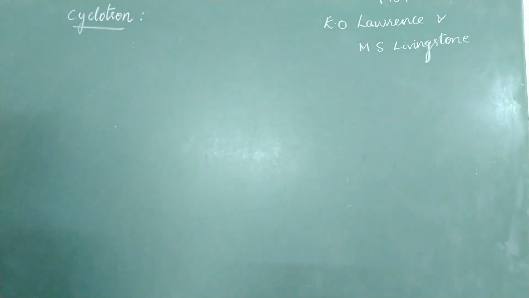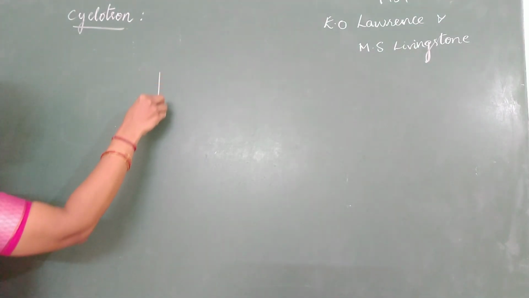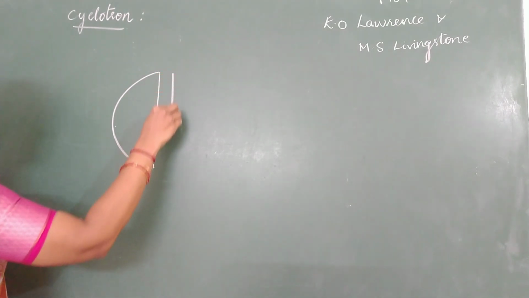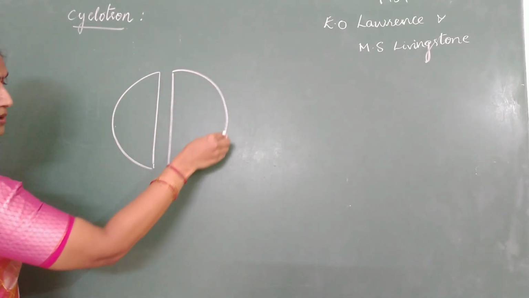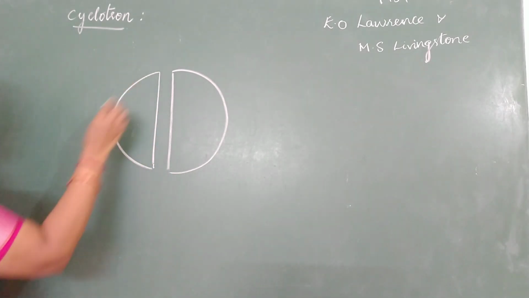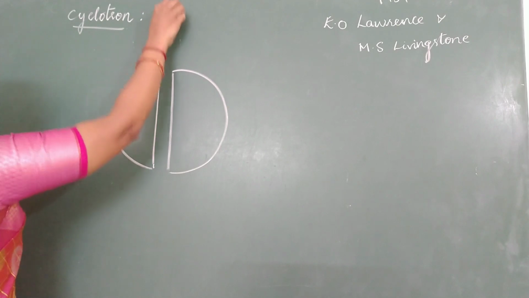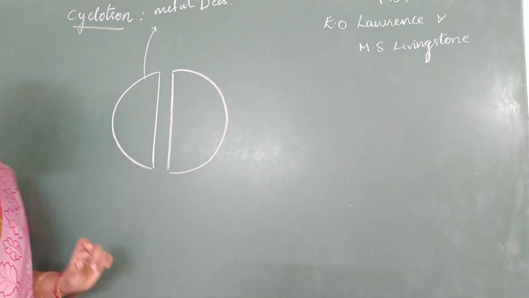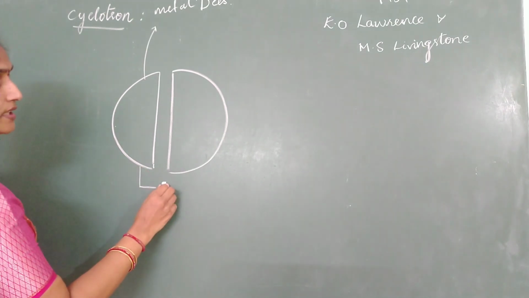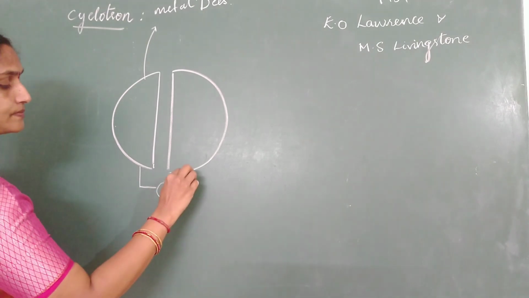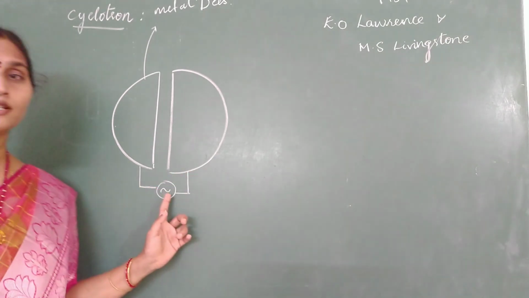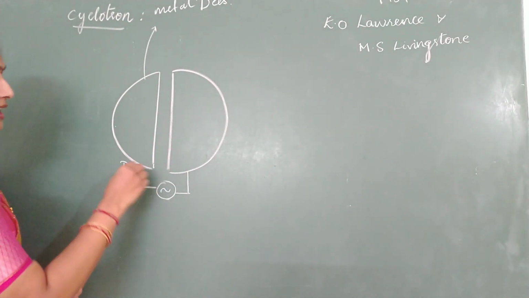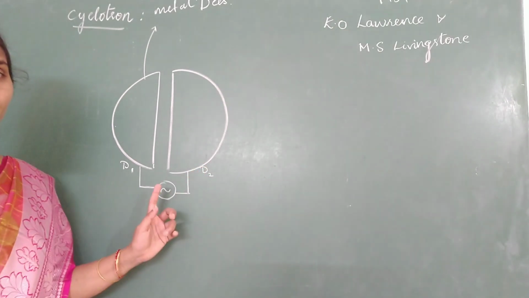So the device consists of two metal surfaces, okay, which are in the shape of a D, with a small gap between them. We call them the metal Ds, because they are in the shape of a D. And these two metal surfaces are connected to an oscillator. Okay, an oscillator is a device which keeps on changing the terminals of these two Ds, D1 and D2, at regular intervals of time. Okay, just like an AC supply.